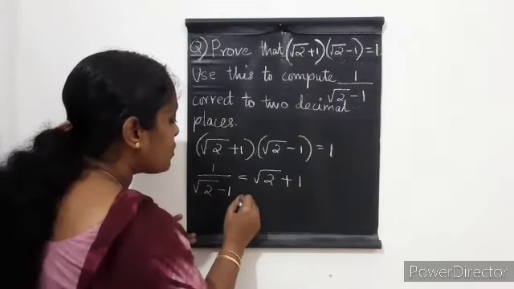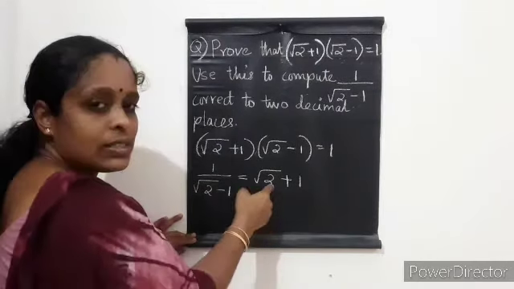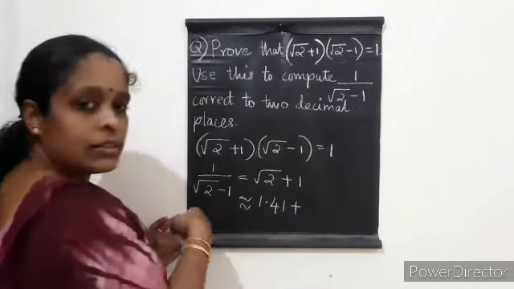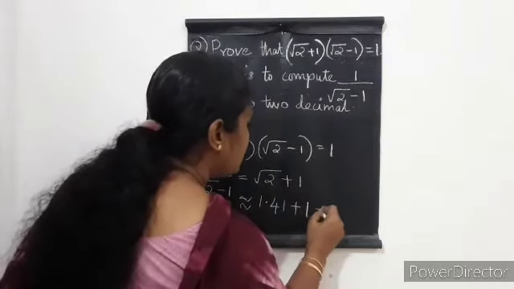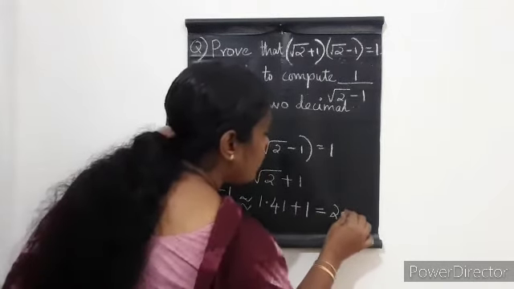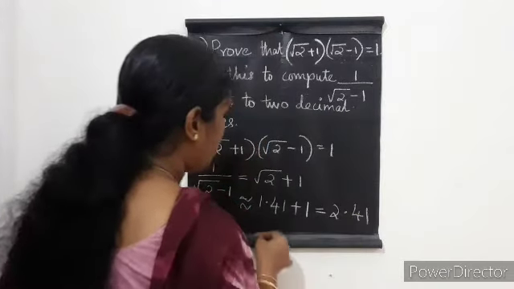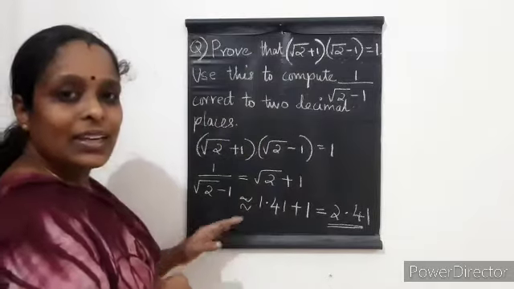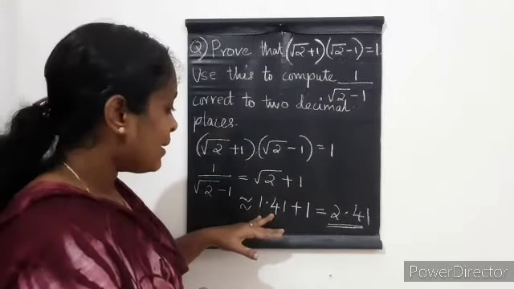Here we give the approximate value of root 2. What is it? 1.41 plus 1. And this is equal to 2.41. Okay, this is the answer.